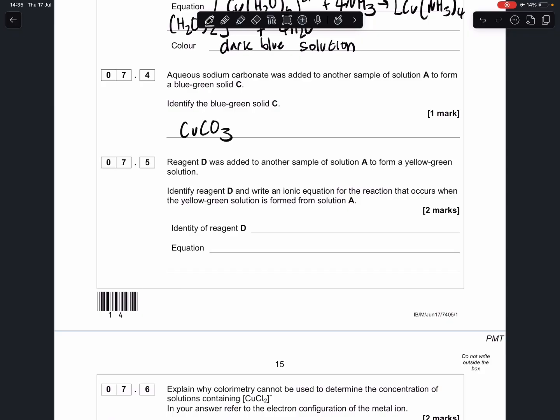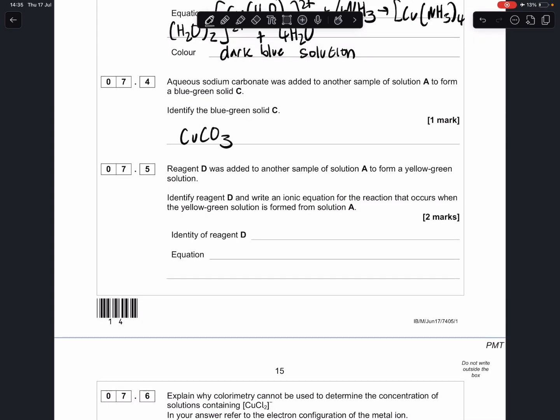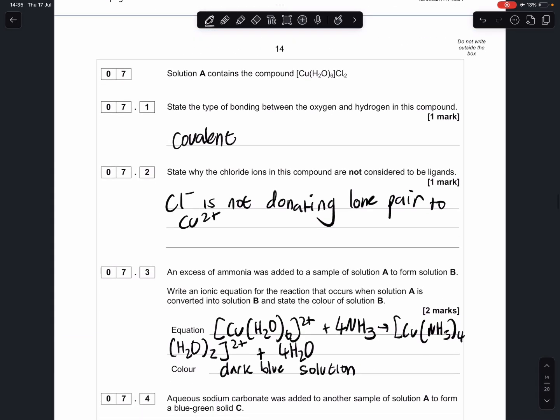Reagent D was added to another sample of solution A to form a yellow-green solution. Identify reagent D and write an ionic equation for the reaction that occurs when the yellow-green solution is formed from solution A. And so we need to identify it and write an equation. So we have our solution A, which is a hexa aqua complex of copper, and we know the copper is 2 plus due to this ionic bond here, 2 minus 2 plus.